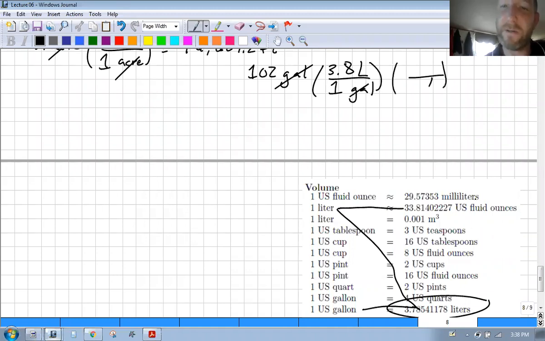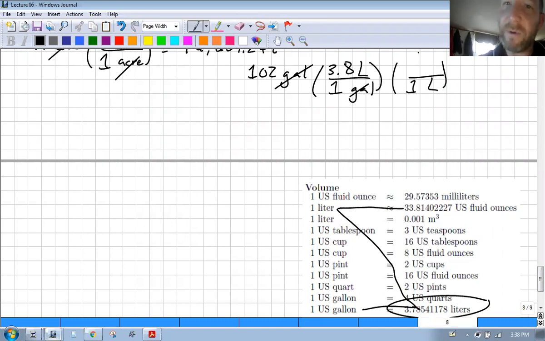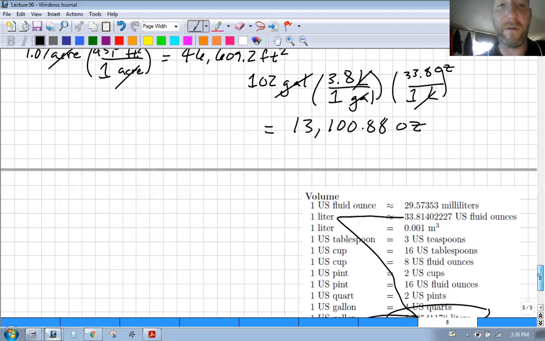Now we'll get rid of liters. 1 liter is 33.8 ounces. So liters are gone. So 102 times 3.8 times 33.8, 13,188 ounces. Okay, that's a lot. Well, 102 gallons is a lot, isn't it? All right.